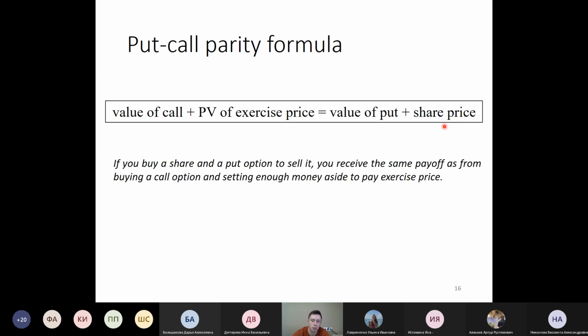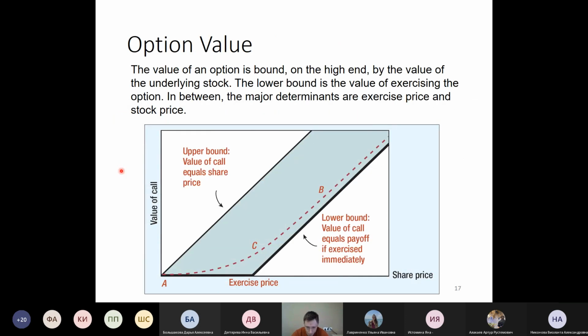And the idea is quite simple. It goes from the nature of the options, but it will help us. Here we have a chart where the boundaries of the option price are presented.